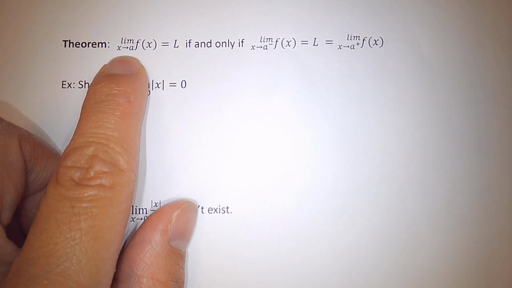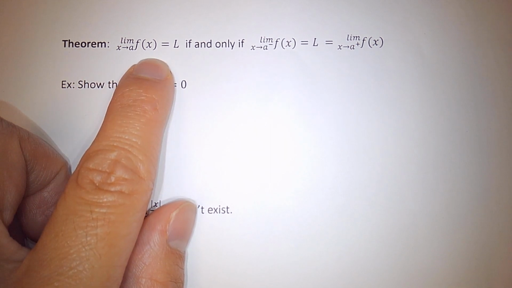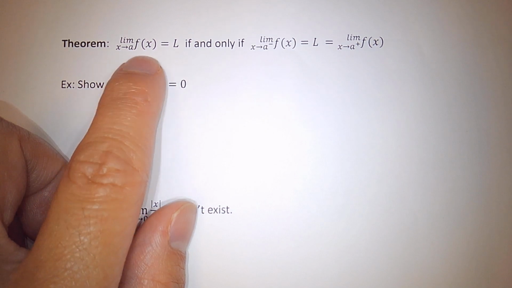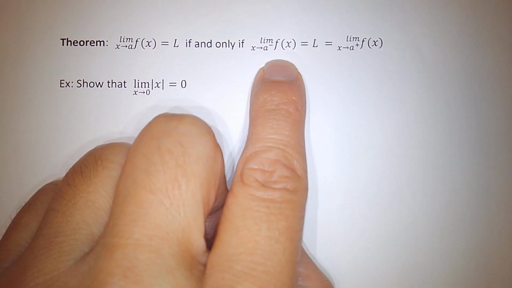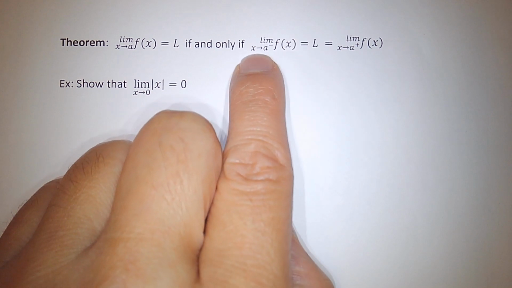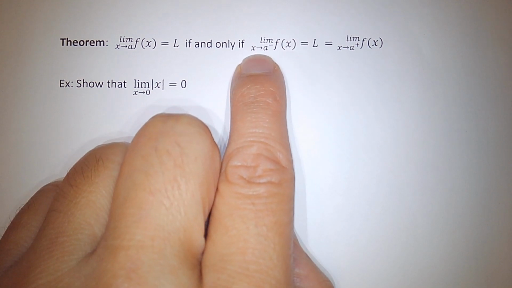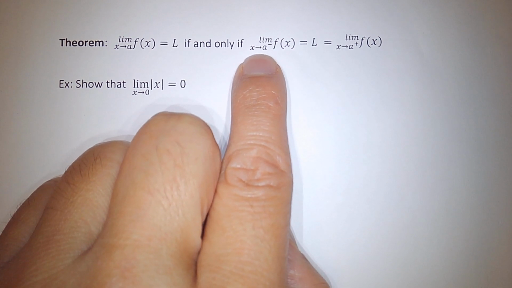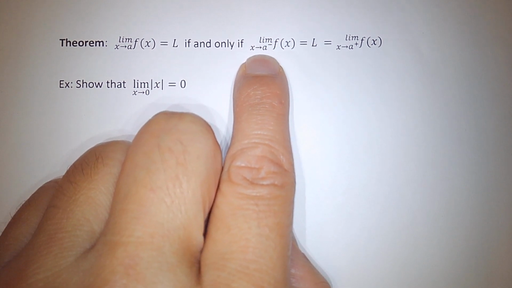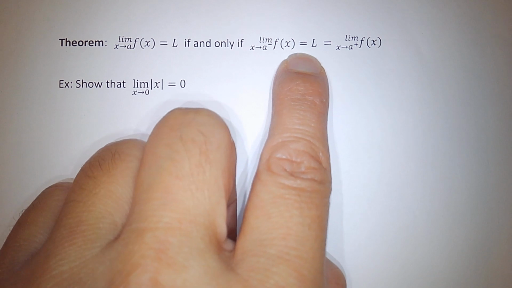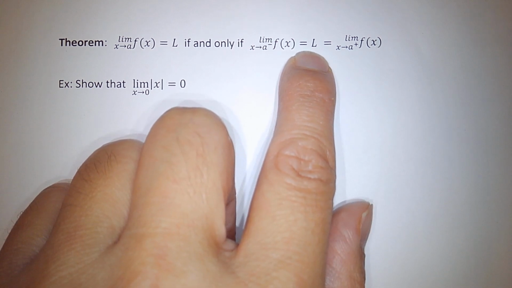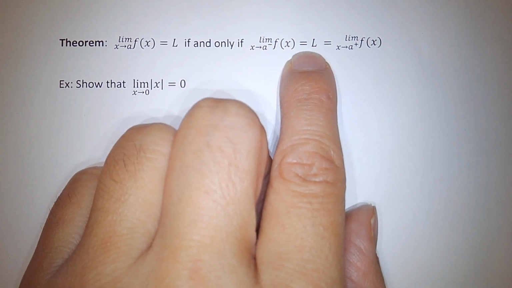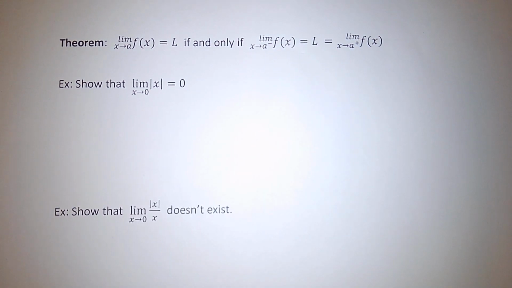It says: Theorem. The limit as x approaches a of f of x equals L if and only if the limit as x approaches a from the left, the left-hand limit of f of x, equals L, and the limit as x approaches a from the right, the right-hand limit of f of x, equals L. Okay, very good.